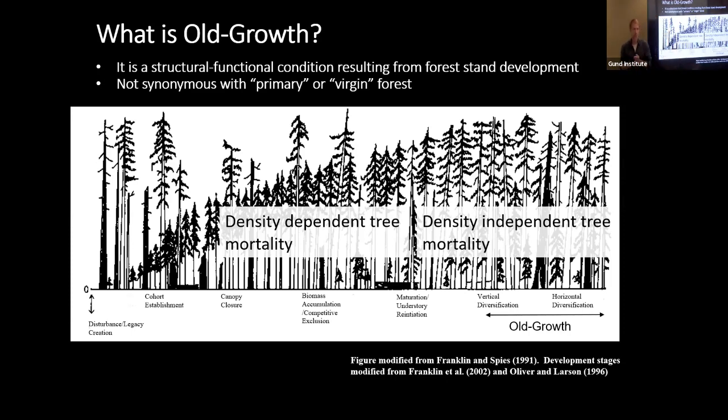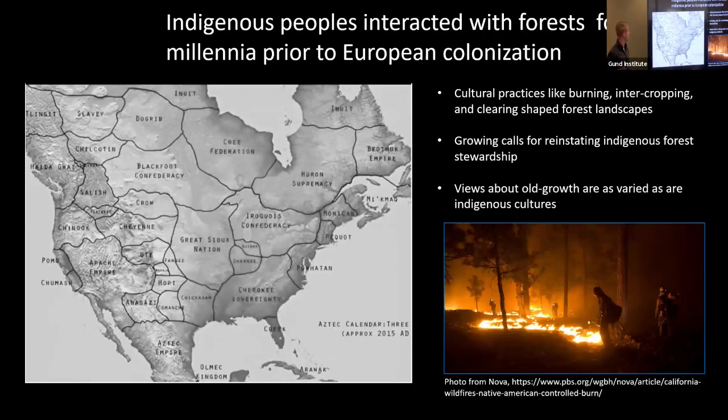Now that's important. There's a reason I'm stressing this, because these are processes that we can emulate silviculturally through active forestry practices. So later we're going to talk about old forest restoration, and this is what we have to be thinking about, how we emulate these natural processes of forest development. Okay, so that's what we mean by old growth.